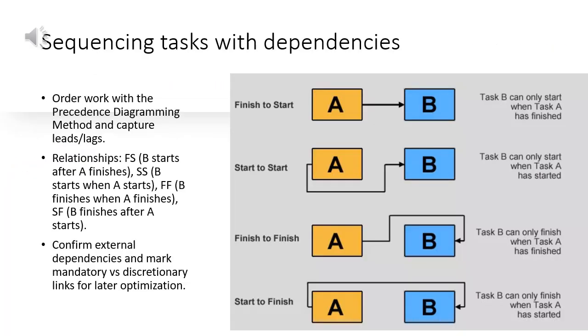Use the precedence diagramming method to order activities. Identify logical dependencies and record leads or lags. Common relationship types include finish to start, FS: task B starts after task A finishes; start to start, SS: task B starts when task A starts; finish to finish, FF: task B finishes when task A finishes; start to finish, SF: task B finishes after task A starts. Confirm external dependencies like vendor deliveries. Note mandatory versus discretionary links to support later optimization.